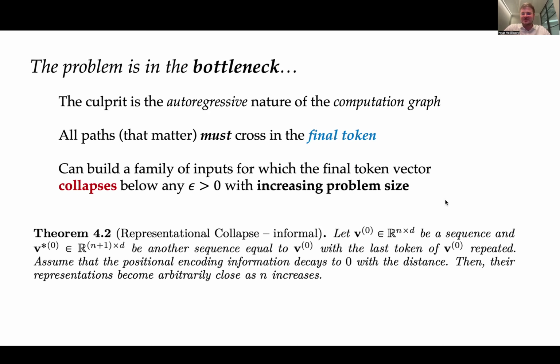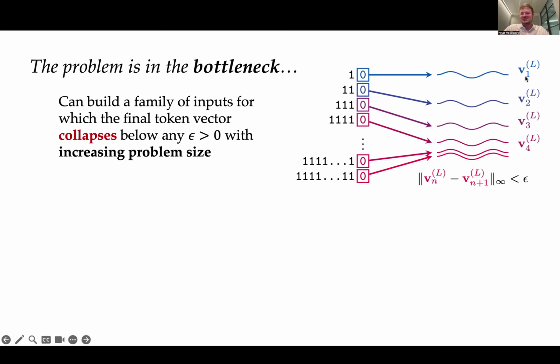And this is a theorem that we have been able to prove, that you can just gradually increase the size of the problem. And that's what we do in length generalization. We study what happens as the problem size increases. And we can make a family of inputs where the change in the final token embedding becomes smaller and smaller as you go through the family. And eventually, it becomes smaller than any epsilon that you want, right? And this is what this looks like pictorially.